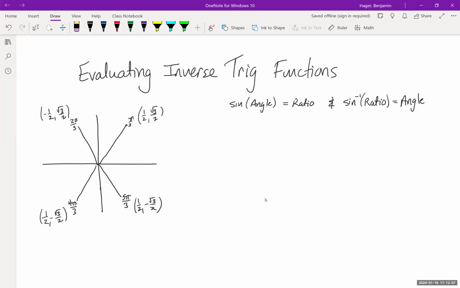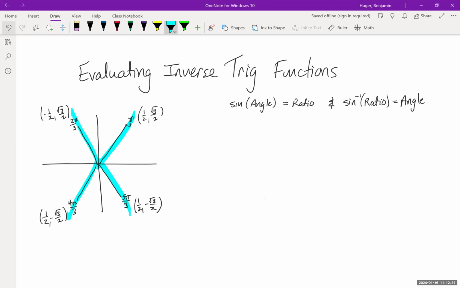In this video, I'd like to talk about how to evaluate an inverse trig function given some ratio. We also need to keep in mind the domain restrictions for these inverse trig functions. In this example, we're only going to pick on the sine function, though this is true for any trig function. And we're also only going to work on angles whose reference angle is pi over 3.